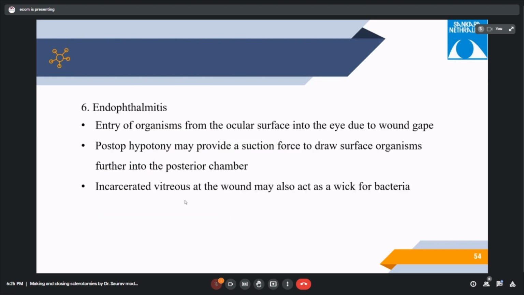Endophthalmitis is the dreadful complication. The reason for a sclerotomy-related endophthalmitis is the entry of organisms from the ocular surface into the eye due to a wound gap. Postoperative hypotony may provide a suction force to draw the surface organisms. Incarcerated vitreous at the wound may act as a wick for bacteria.